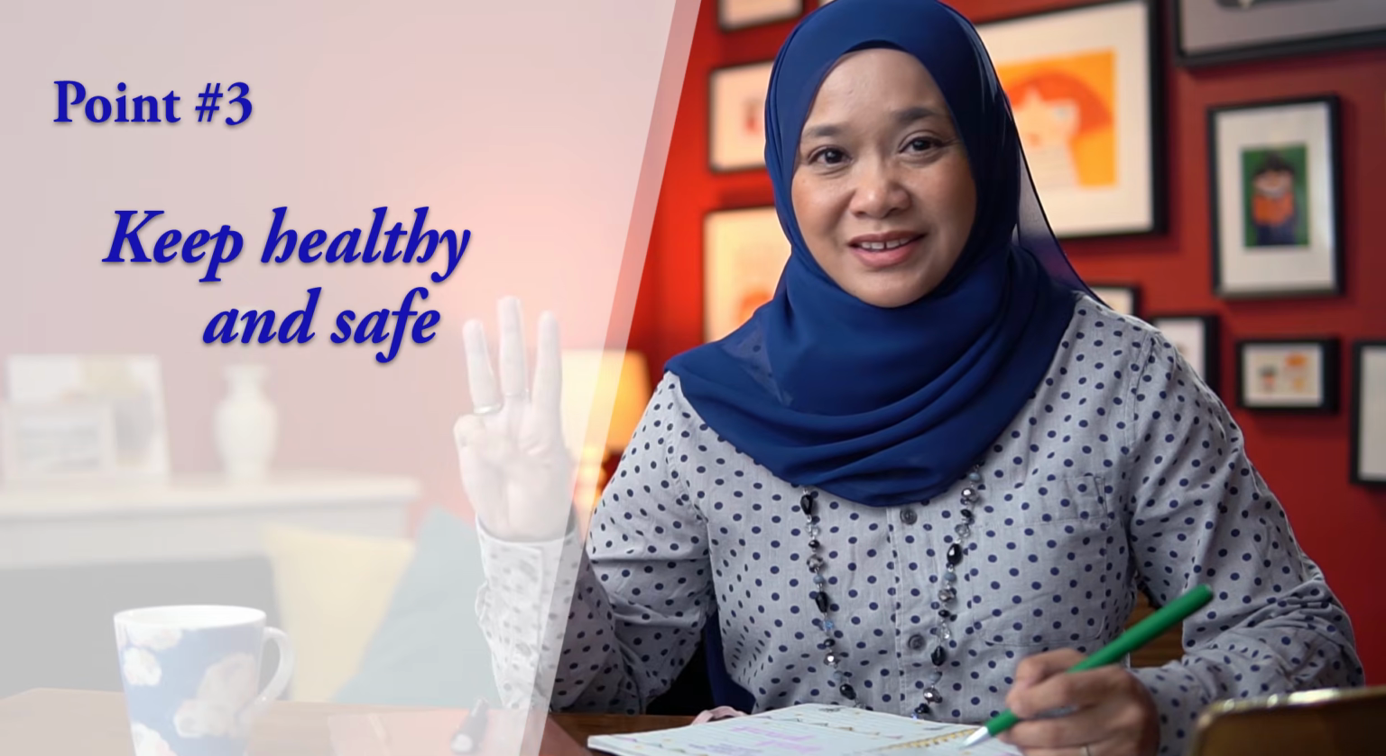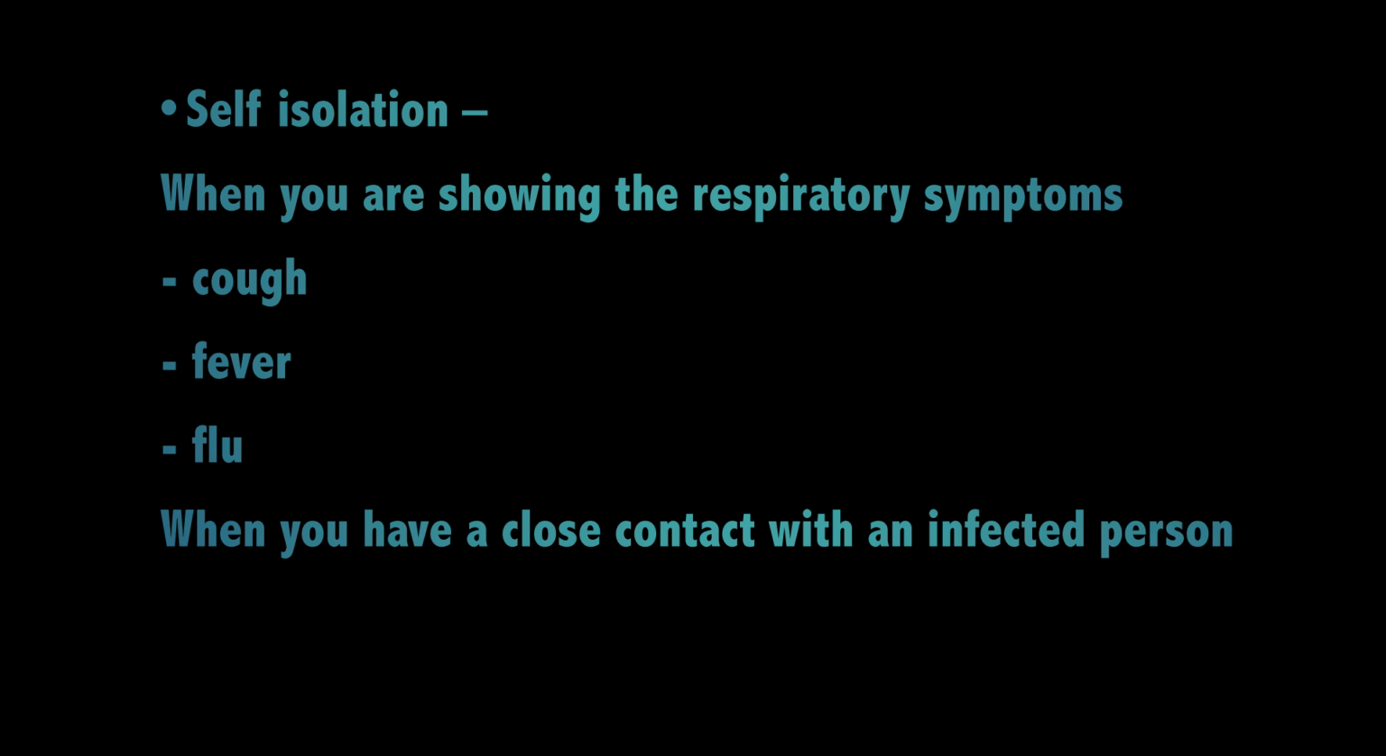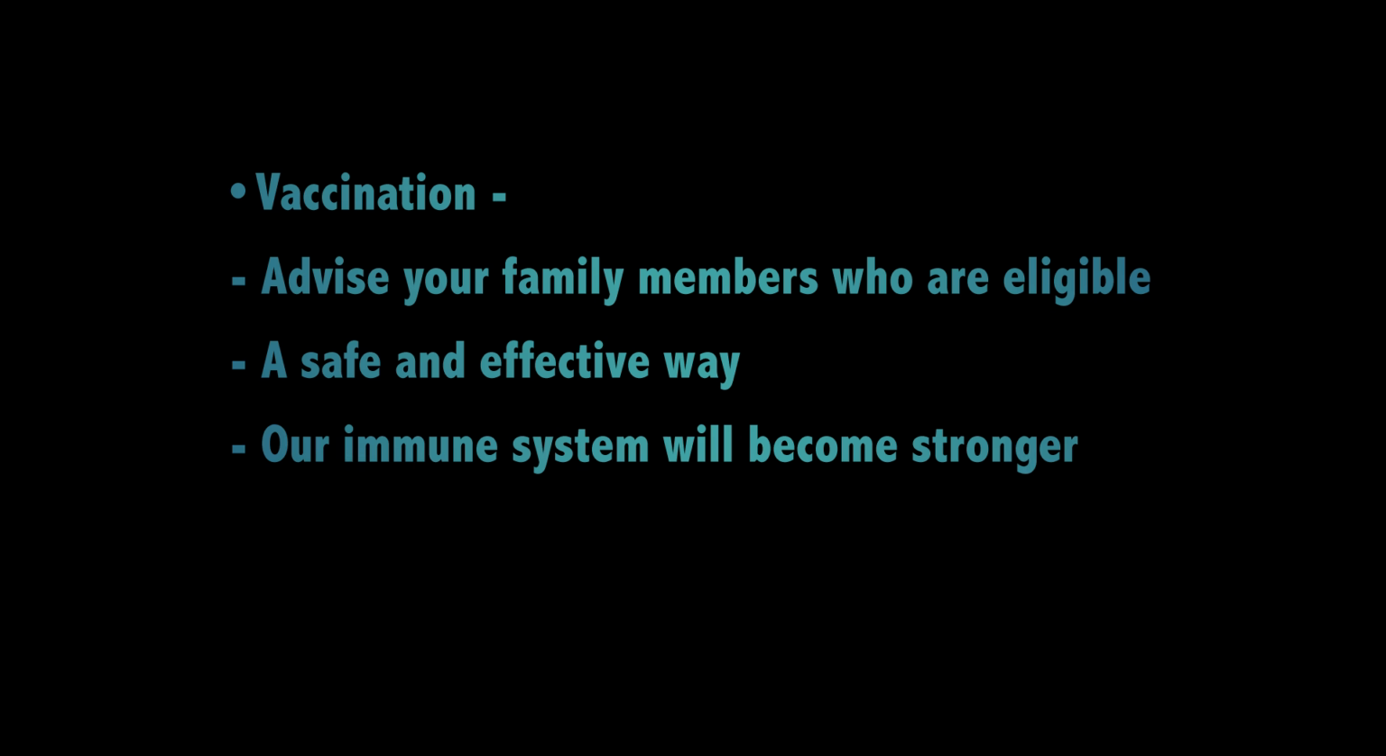Point number 3, keep healthy and safe. Self-isolation. You have to isolate yourself when you are showing the respiratory symptoms such as cough, fever, flu, or when you have a close contact with a person who is infected. Vaccination. Advise your family members who are eligible to take vaccination. It is a safe and effective way to protect ourselves from COVID-19. Our immune system will become stronger to fight the virus.